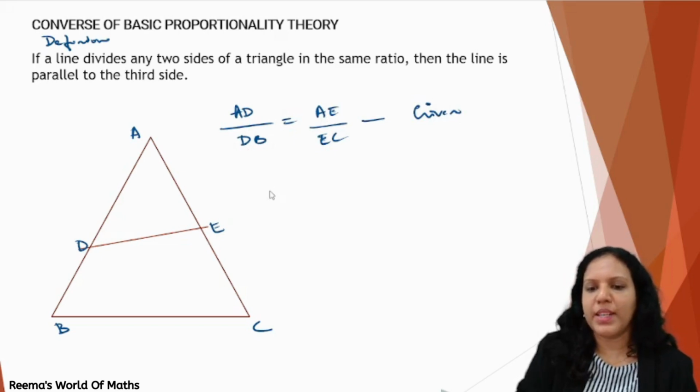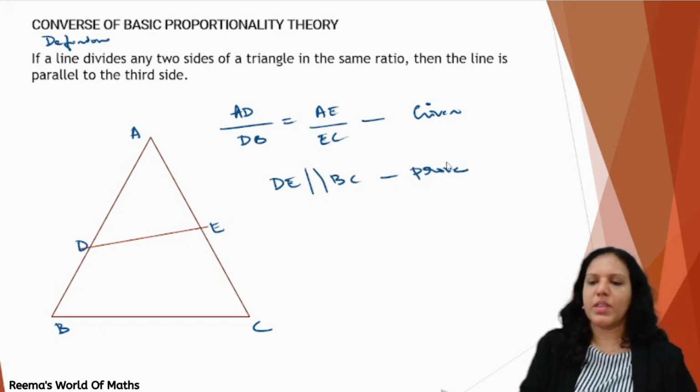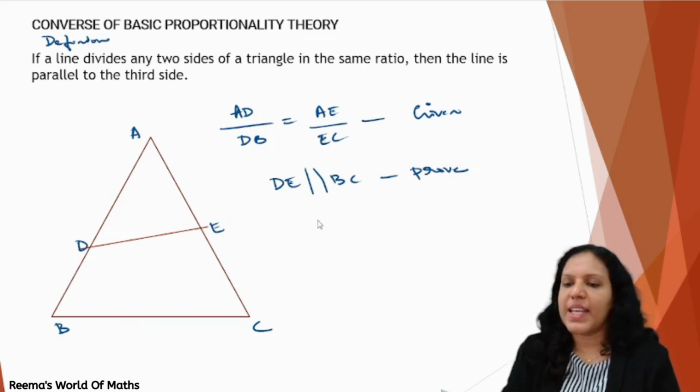And we need to prove that DE is parallel to BC. This has to be proved. Okay, so we have already given AD by DB is equal to AE by EC.